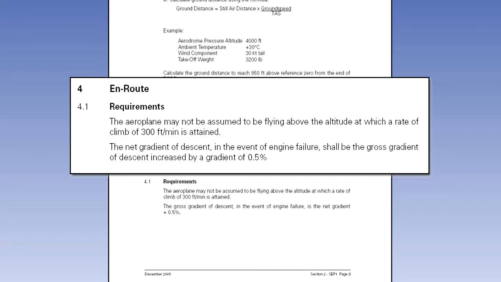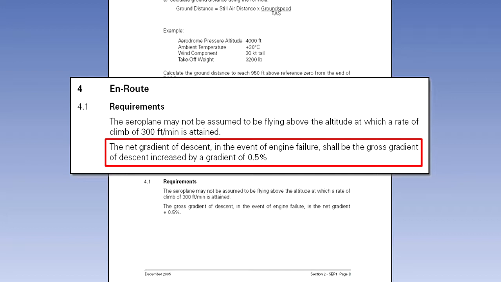The first part of the regulations to be found here states that the aeroplane may not be assumed to be flying above the altitude at which a rate of climb of 300 feet per minute can be achieved. Underneath that rule, you can see the requirement which states that the net gradient of descent, in the event of engine failure, is the gross gradient plus 0.5%.